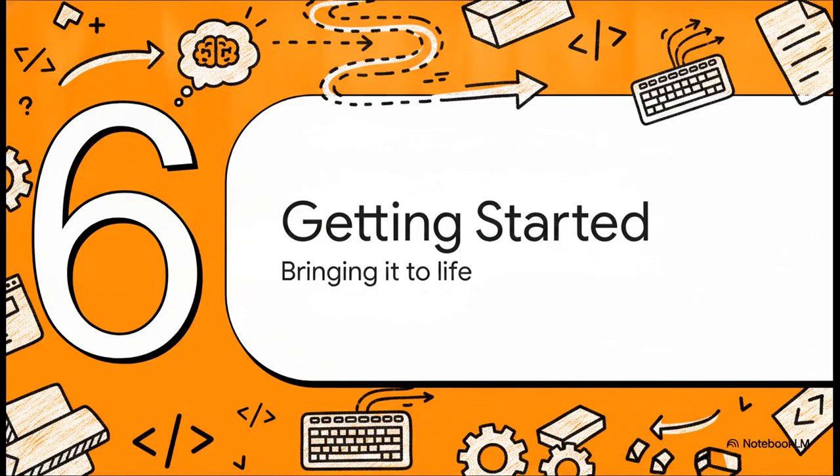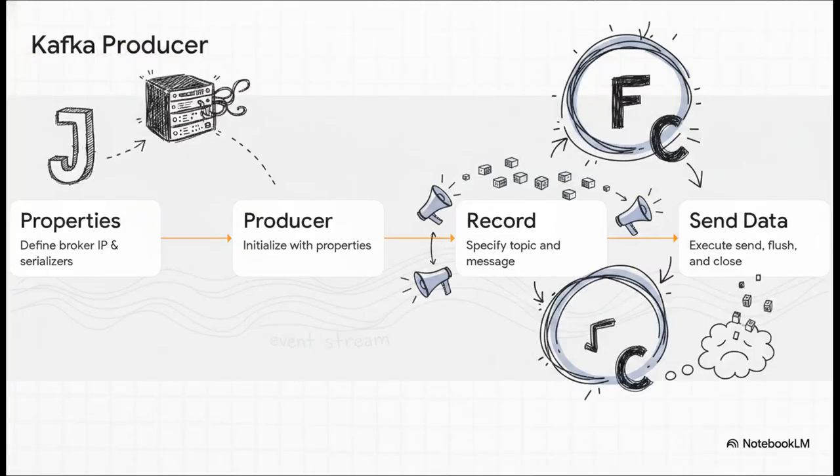And finally, Section 6, getting started with Kafka, bringing it to life with code. Writing code for Kafka might sound super intimidating, but in a language like Java, it essentially boils down to 4 logical steps. Step 1, you create your producer properties, defining the broker IP and serializers. Step 2, you create the producer itself by initializing it with those properties. Step 3, you create the producer record, specifying the exact topic and message. And Step 4, you send the data.